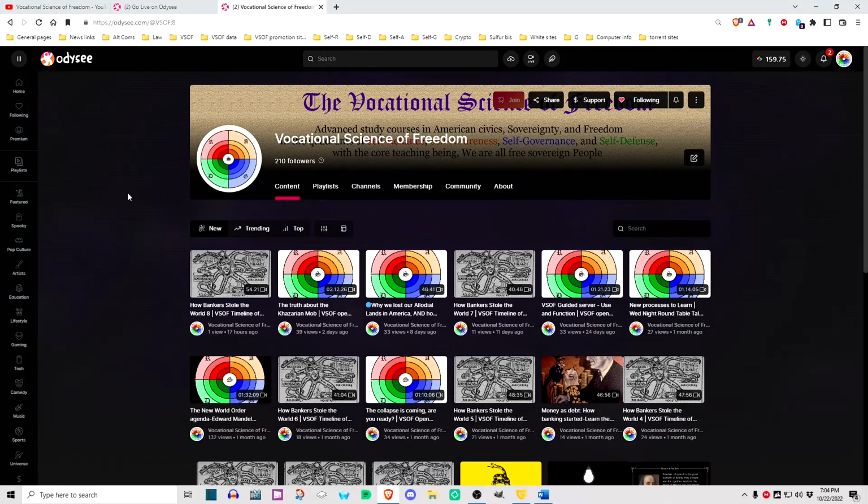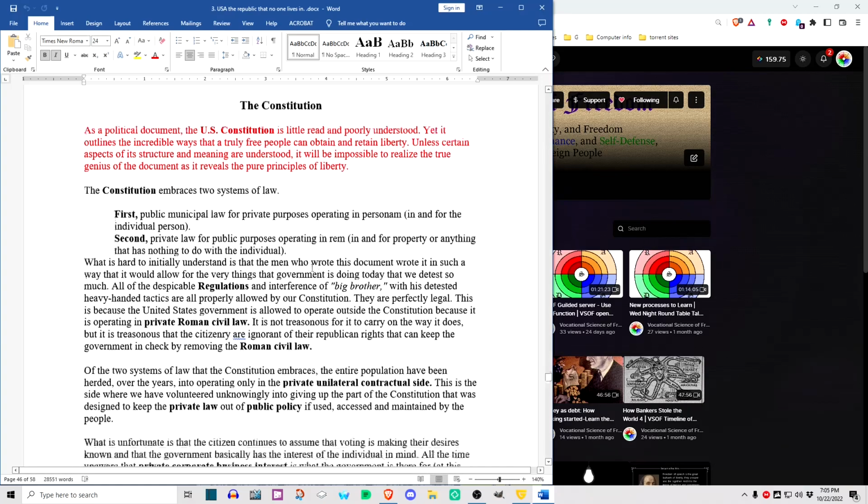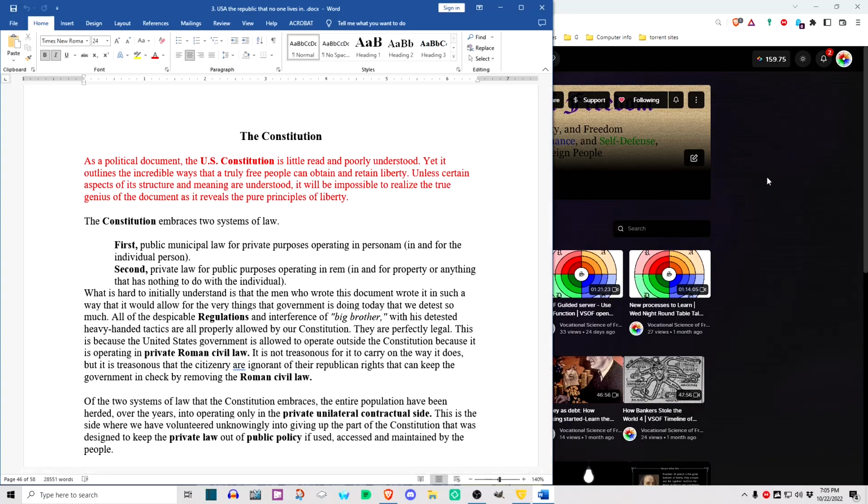This is the Vocational Science Freedom Saturday Night Civics and Sovereignty class, and tonight we're going to be continuing our reading of the document entitled U.S.A, the Republic That No One Lives In, and this will be the last installment for this series. And we left off at page 46 with the Constitution.